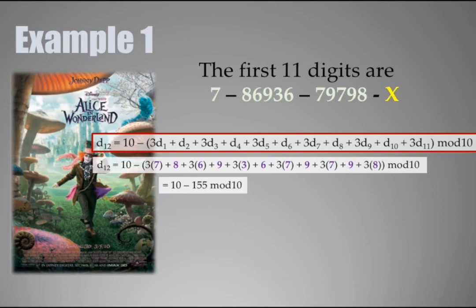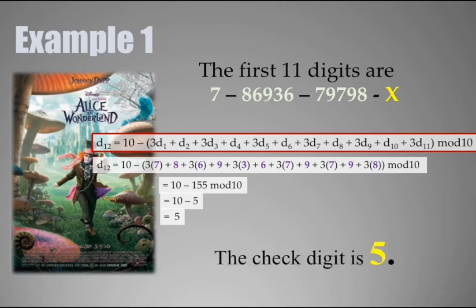And 155 modulo 10, or when 155 is divided by 10, the remainder is 5. And 10 minus 5 is 5. So D sub 12, or the check digit, is 5.